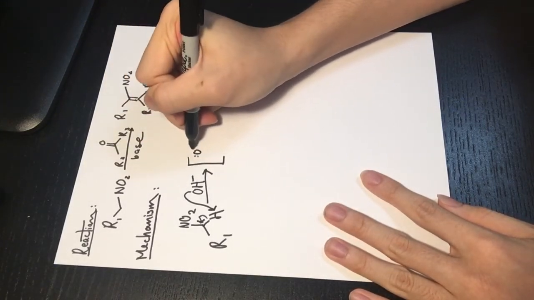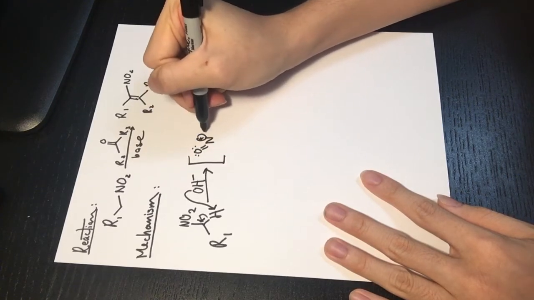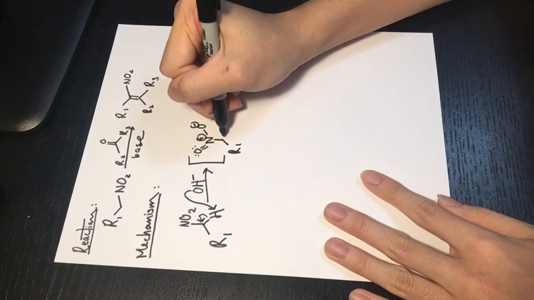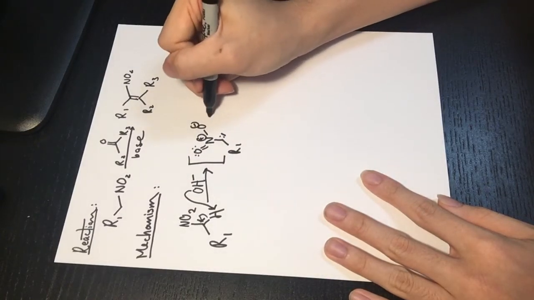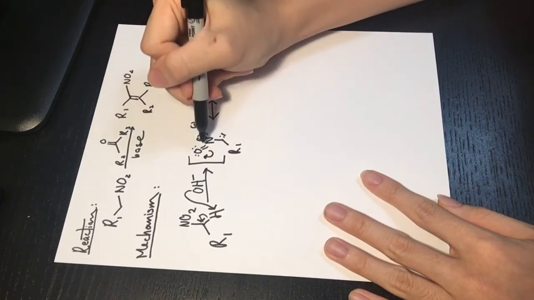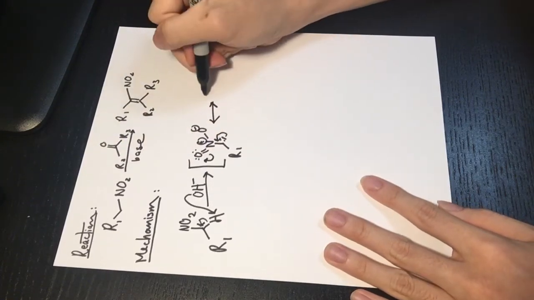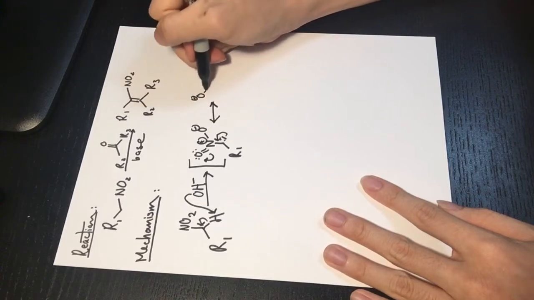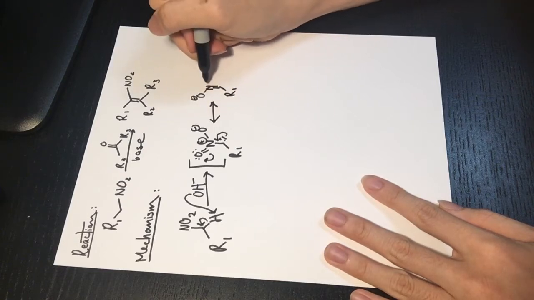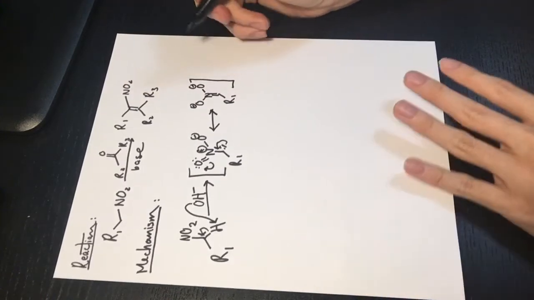And so we have resonance here. The double bond could go up to the O, and then these electrons will become a double bond here to create more resonance. Don't you just love resonance?